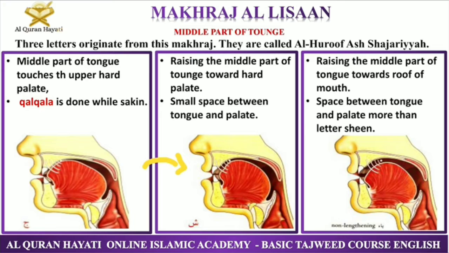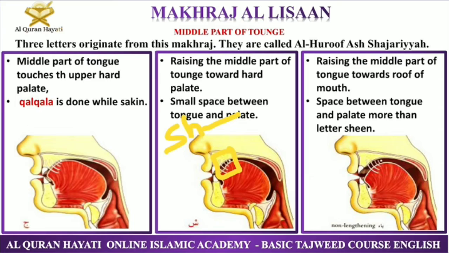Now let's see the second letter of Wasatul Lisan, that is the middle part of our tongue. The makhraj is exactly the same. The difference is we should not touch the middle part of our tongue to the upper hard palate. We should leave a very little space. You can see from this image the space is very little. Why? To create a shushing sound. This letter sheen is just like the English sound sh. Shh. This kind of sound comes in letter sheen.